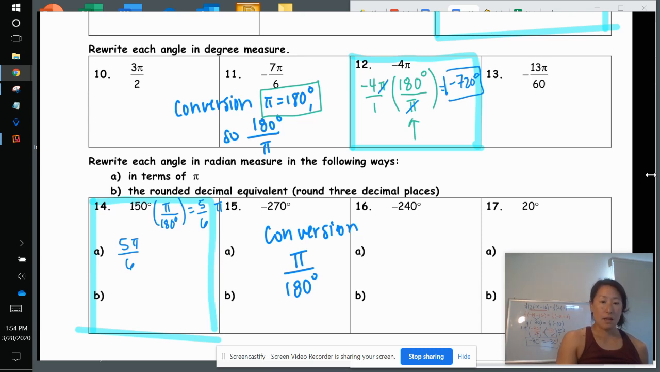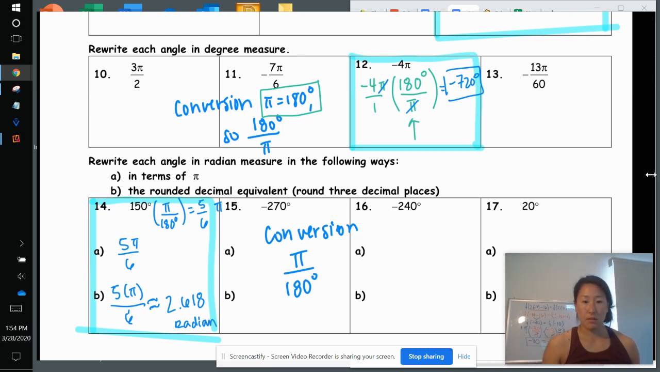Let's convert that. You do that by doing 5 times pi divided by 6, basically. Okay, so I do 5 times pi, then divide that by 6, and that gives me about 2.618 radians. We don't ever write it, but I'll just write it right there for you. Radians. Okay, that's what you're in charge of. Let me know if you have questions. I know this is crazy. Just let me know.